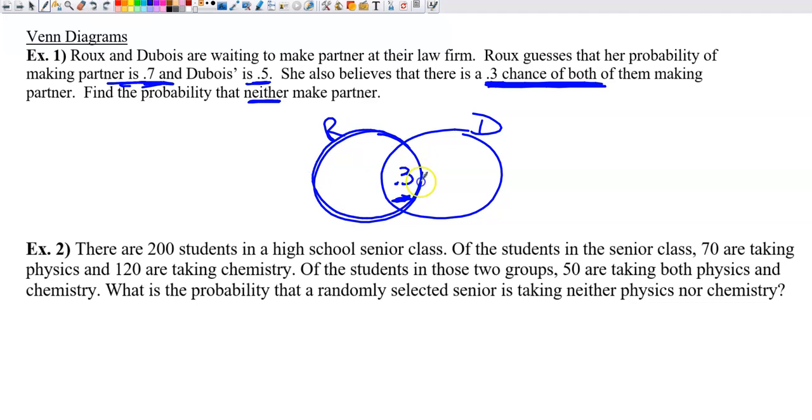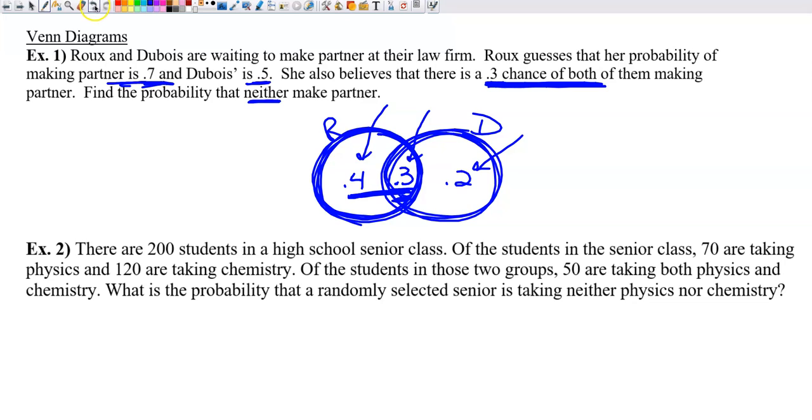The 0.7 we're talking about is that entire circle. Well, I've already got 0.3 of that circle, so that means this would need to be 0.4 so that the total circle is the 0.7. Likewise, this total circle needs to represent 0.5. I've already got 0.3 of it, so 0.2. So what's that mean? What's the 0.4? That's the probability that Rue makes it and Du Bois doesn't. 0.3 is they both, and 0.2 is Du Bois makes it, but Rue doesn't.